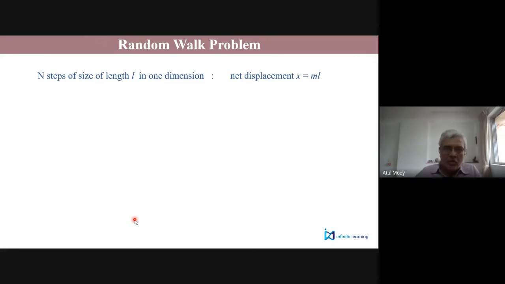Okay. Now, this is a random walk problem. It's also called drunkard's random walk, but we are restricting it to one dimension. So you have a drunkard who is walking in a straight line. But because he is drunk, he may take a few steps forward and a few steps backward randomly. You don't know which step will go forward and which step will go backward. So we assume that each step size is of length L.